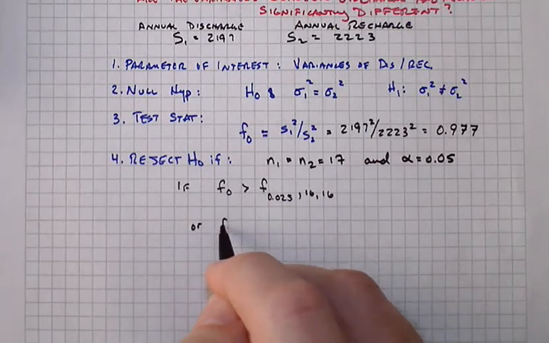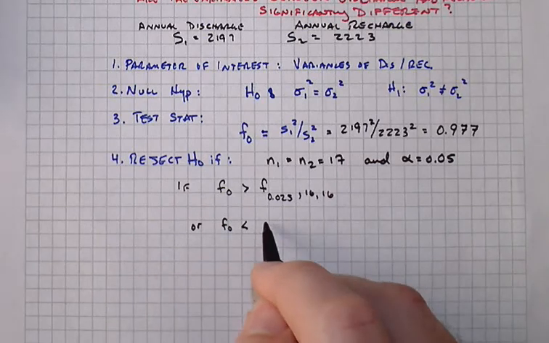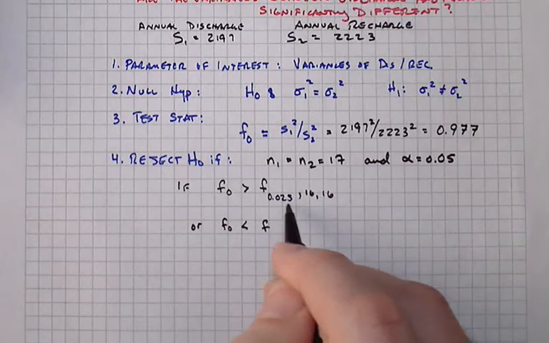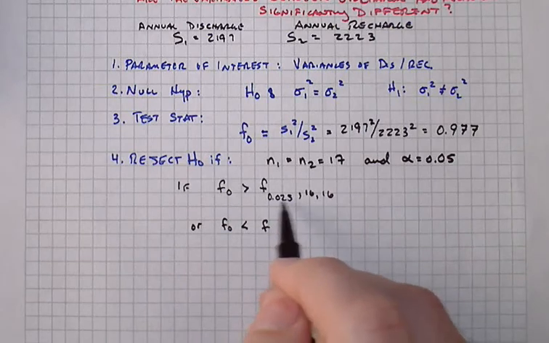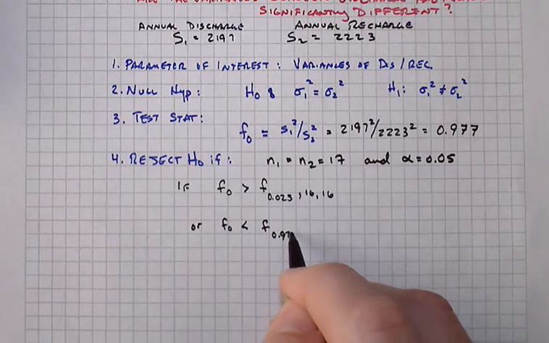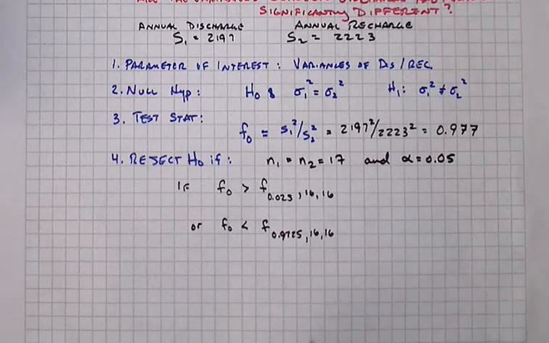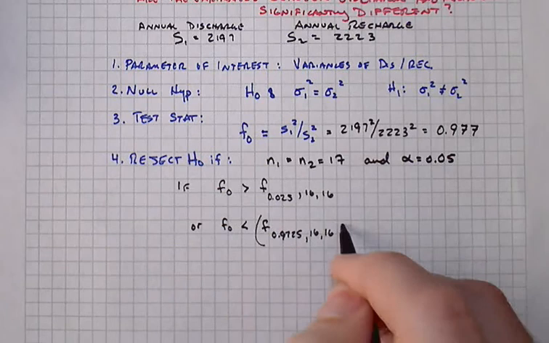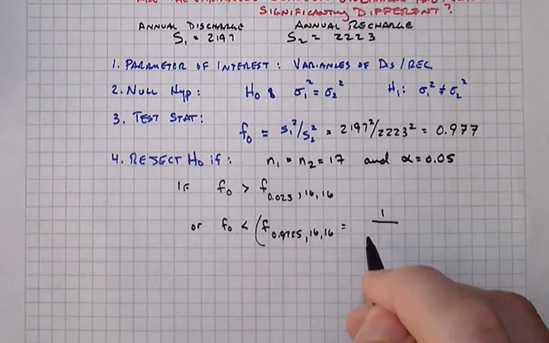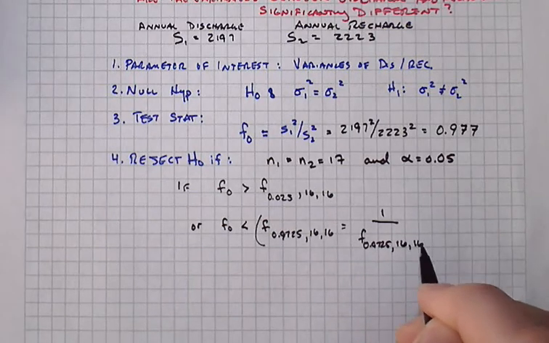or if, on the other hand, at the lower end, this would be 1 minus that alpha, two-tailed. That's why that's 0.025. So that'd be F 0.9725, 16, 16, which is equal to 1 over F 0.025, 16, 16, where you swap the roles of those two, sorry.